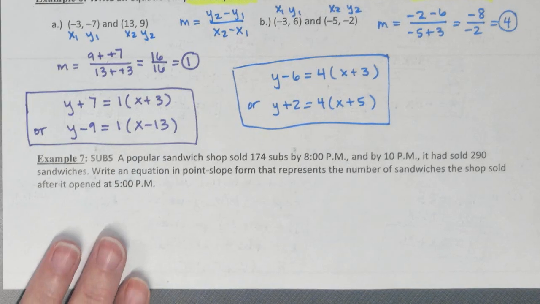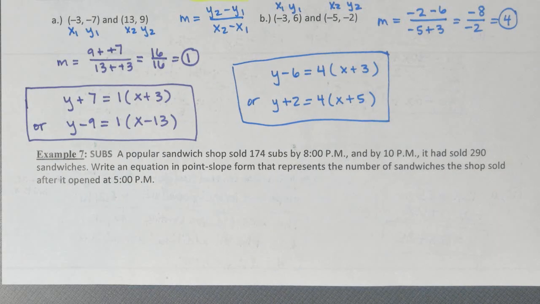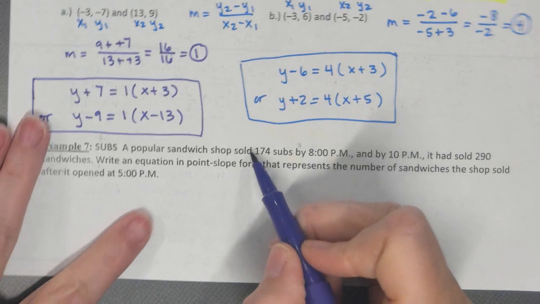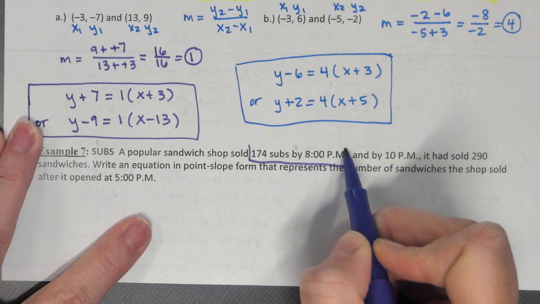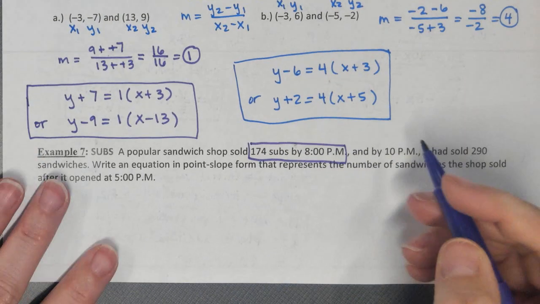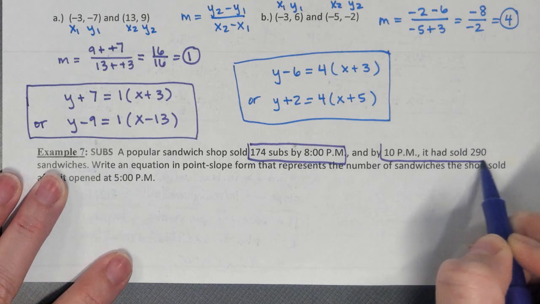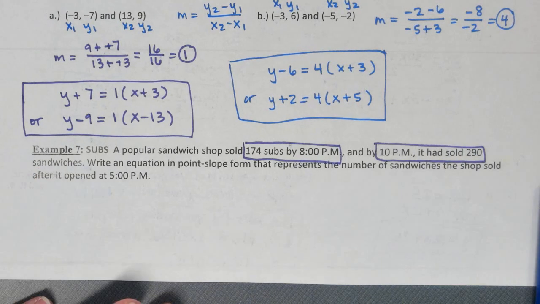Alright, so our last example about subs. A popular sandwich shop sold 174 subs by 8 p.m. and then by 10 p.m. it had sold 290 sandwiches. Okay, so 174 by 8 p.m. I think that's going to be important, so I'm going to box that in. And then 10 p.m., the 290.